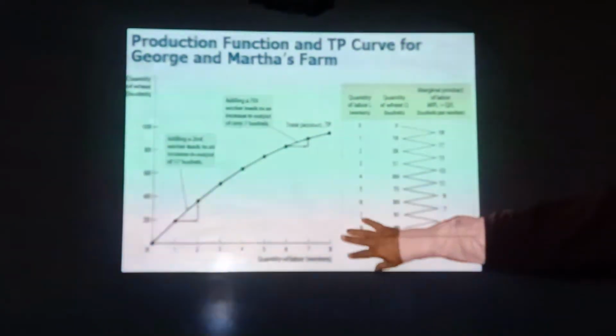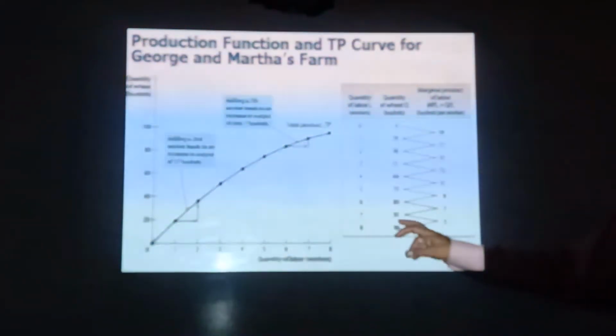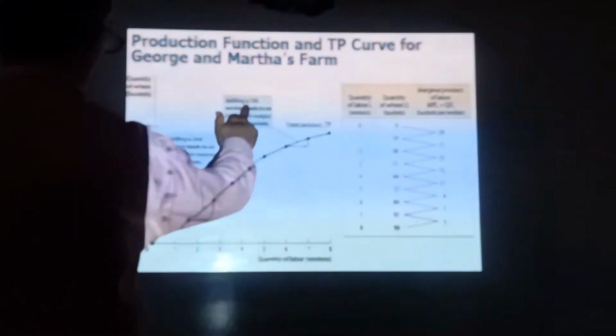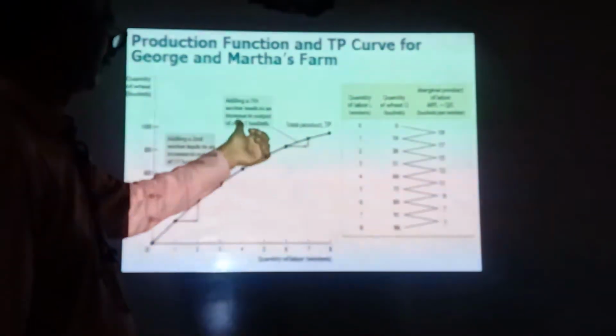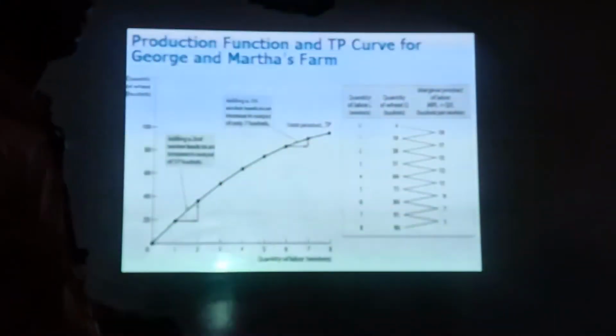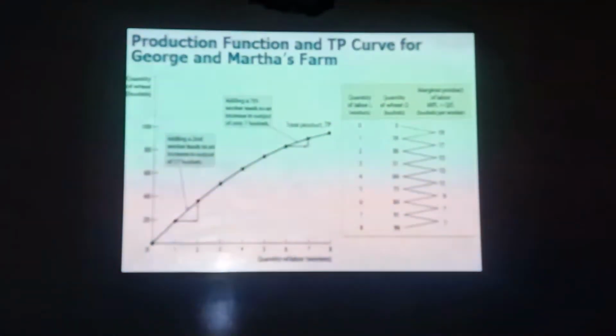Eighth, when we are applying the 8th worker on the same lane, same size lane, then the output is 96 bushels and the contribution of the 8th worker is 5. So you can see when we employ this data, adding a 7th worker leads to an increase in output of only 7. The 7th one is contributing only 7 bushels. So the more you add the variable input on the fixed input, the less will be the marginal product of the additional input.